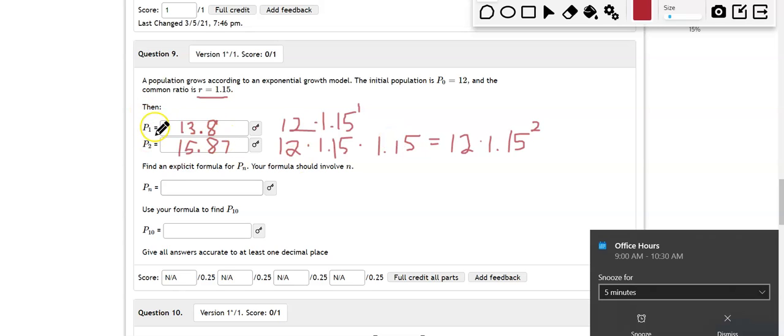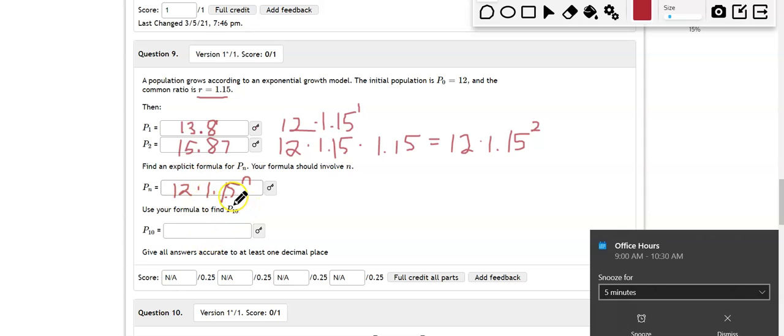So for P of 1, it's to the first power. P of 2, it's to the second power. So when we write an explicit formula, it's 12 times our common ratio, and our common ratio will always be the thing to the power. And for the nth one, it's going to be to the nth power. That's not written very well. There's a decimal right there. It's just my pen doesn't write too well.